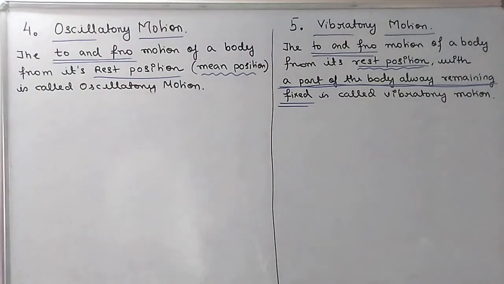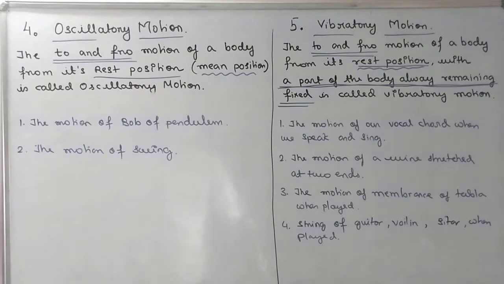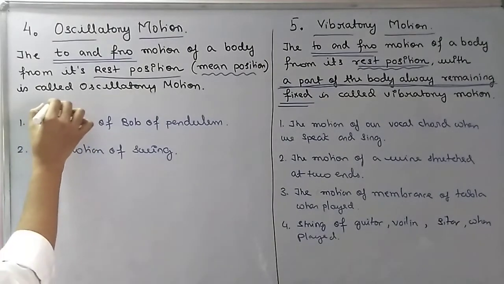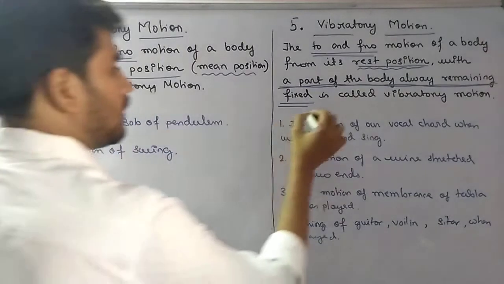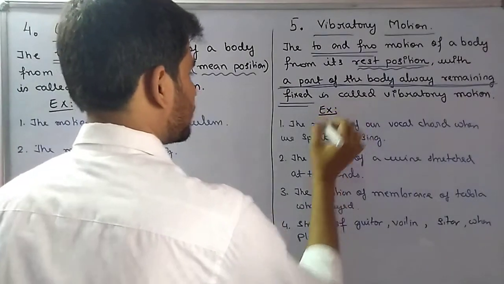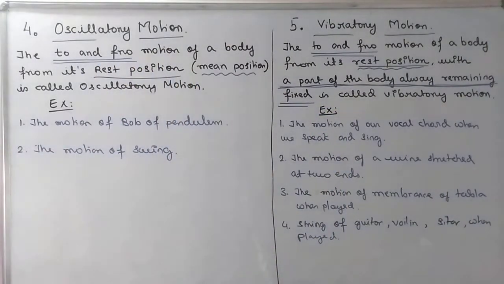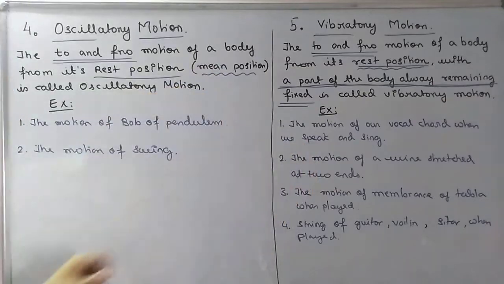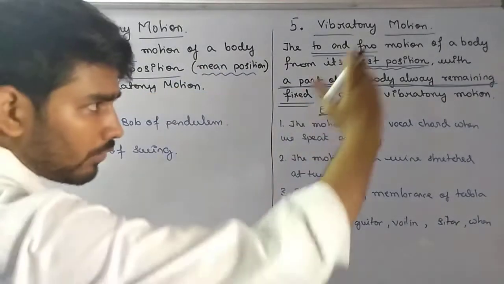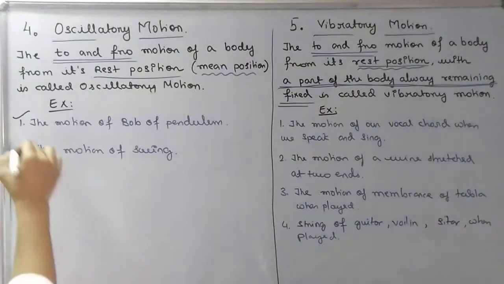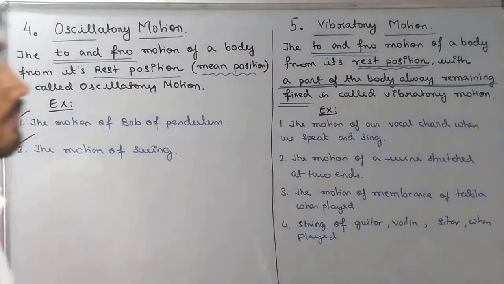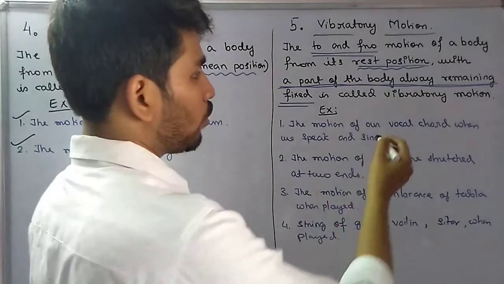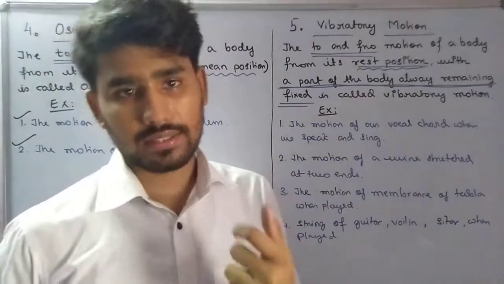Okay, let's move on to the examples. Finally, let's wrap up the video by going through the examples. These two we have already discussed: the motion of the bob of a pendulum, and the motion of a swing. Now over here, the motion of the vocal cord when we speak and sing.